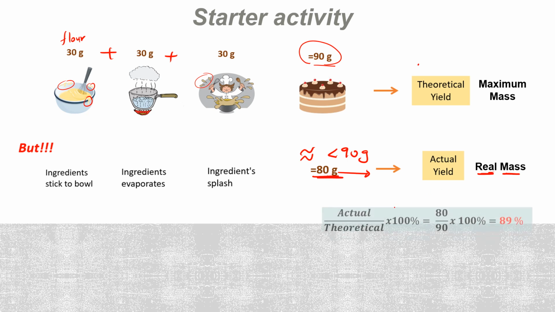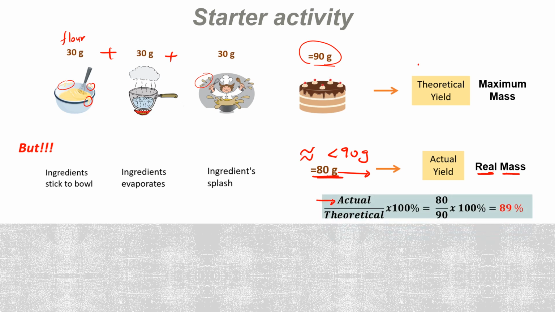Now if we actually calculate the actual divided by theoretical multiplied by 100, we are going to get 89%. What does this mean? We only get 89% of the maximum mass. معناها احنا لما سويناها بإيدنا كان 80 جرام, ولما سويناها حسبناها بالورقة بالقلم 90 جرام. ف80 تقسيم 90 ضرب 100 تعطينا 89%. يعني احنا حصلنا 89% من الماكسيمم ماس اللي هي 90.